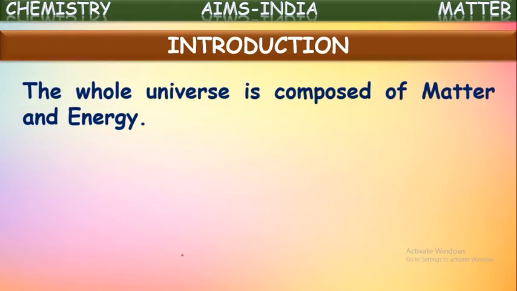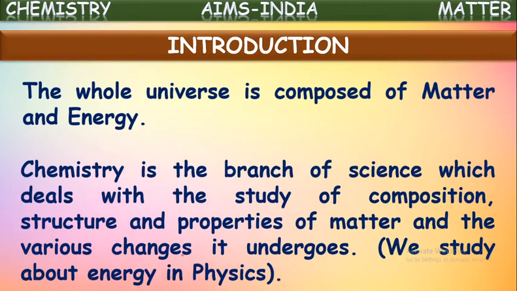Actually, the whole universe is composed of only two things. They are matter and energy. These two only are there in the whole universe. There is one more third one also, that is nothing but empty space, or vacuum, it is called. Other than that, only two things are there in the whole universe. Those two are matter and energy.